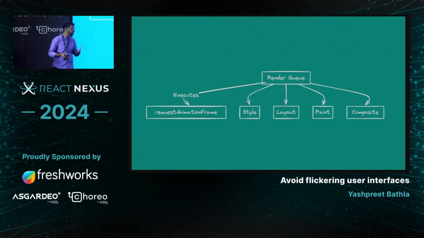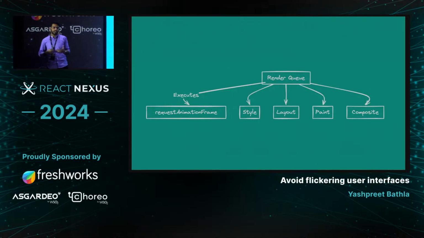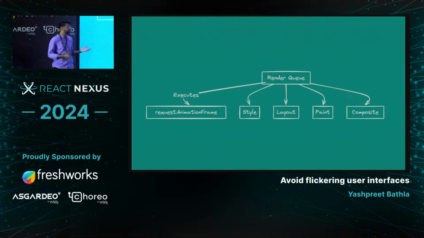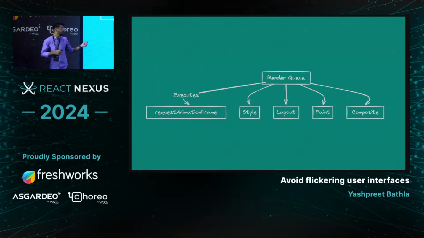Inside the render queue, you have a few steps. The first is the execution of requestAnimationFrame. This is a callback provided by the browser to run animations and everything just before the painting execution starts. So if you want to run any animation or any important change, you can use requestAnimationFrame and do any calculation or changes in that.